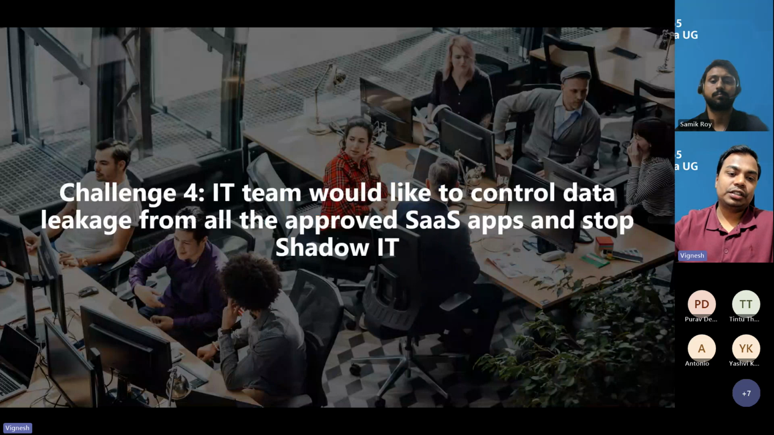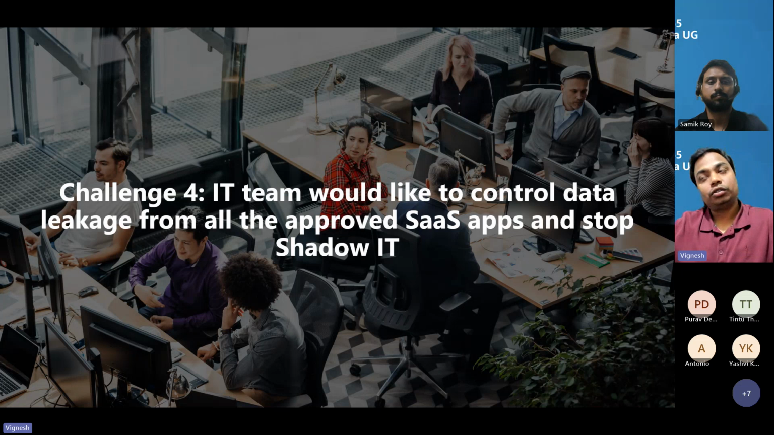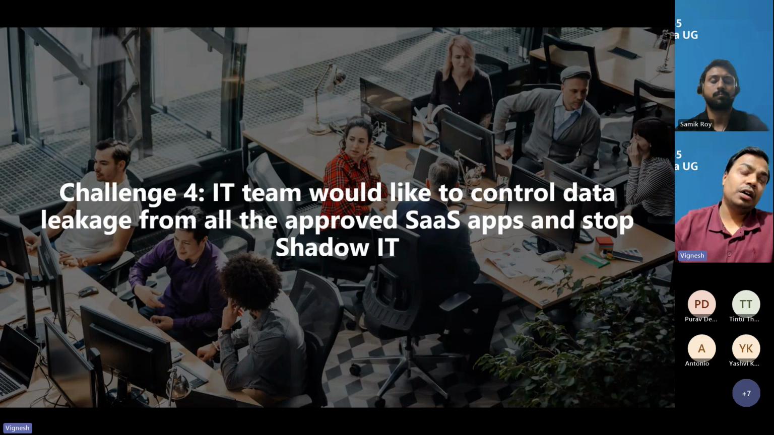So the fourth challenge is the IT team would like to control data leakage from all approved SaaS apps and stop shadow IT. So all the SaaS apps today, right? In an organization, there would be a lot of SaaS apps. Of course, M365 is one. You would be having Dropbox. There is just so much out there in today's world, right? So how do you make sure that you have proper control over these SaaS apps? Like what exactly users are doing with these SaaS apps?